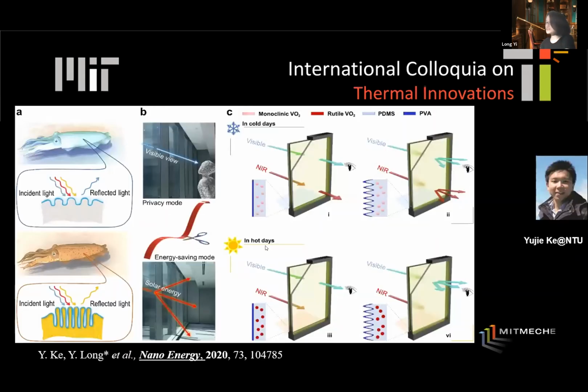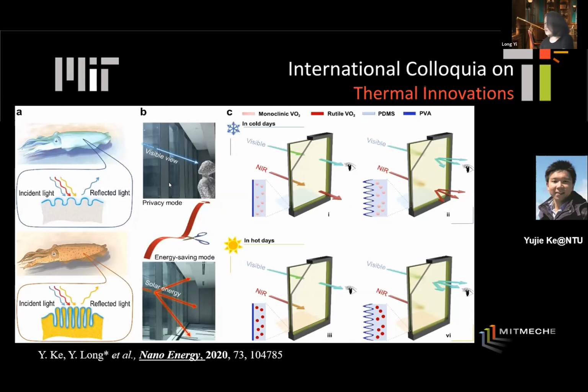Okay, and this is another work, actually published just a few months ago, where we add another functionality in windows. Take the squid: you can see the structures on the surface. When the squid gets very nervous, it changes color automatically because certain strings change the microstructure on the surface. So we borrowed this idea and came up with the concept: a window that not only saves energy, but at the same time gives privacy.